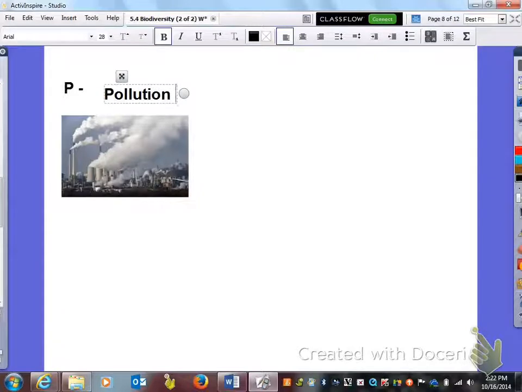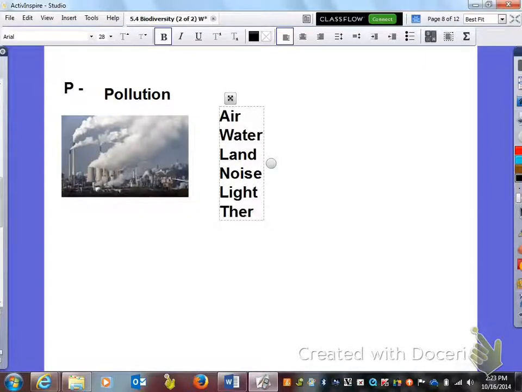Okay, so our next P here is pollution. We could go on and on about pollution, and we will talk about it more in depth in class, but I want you to know the different types of pollution. You've got air pollution, which you see in the picture, water pollution, land pollution, noise pollution, light pollution, and also thermal pollution.